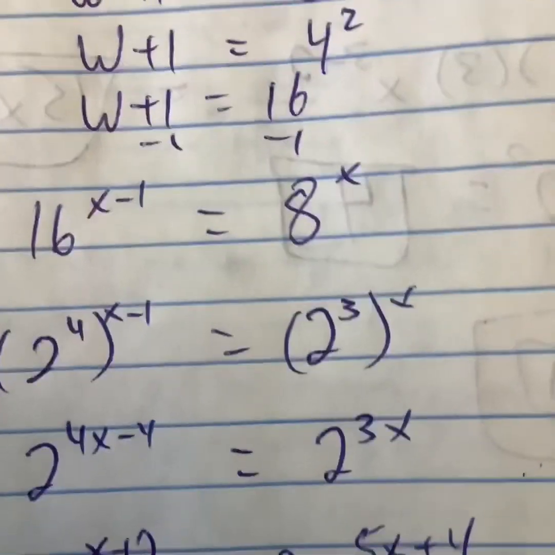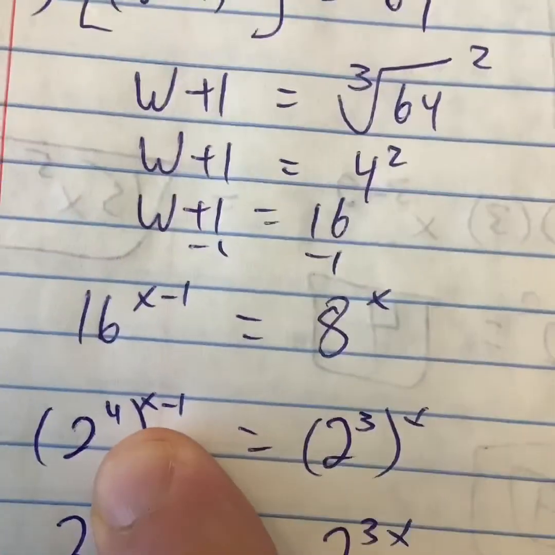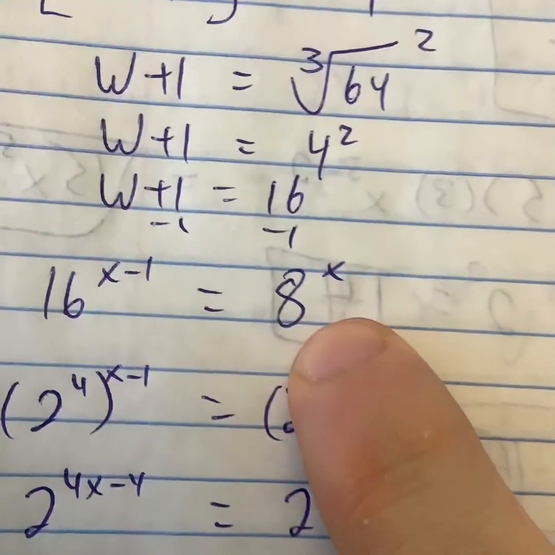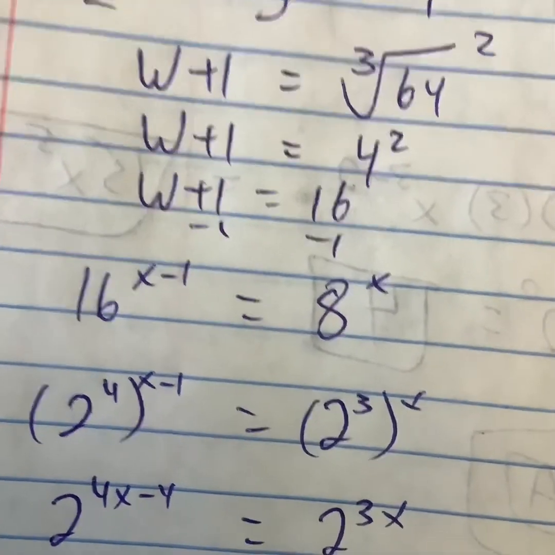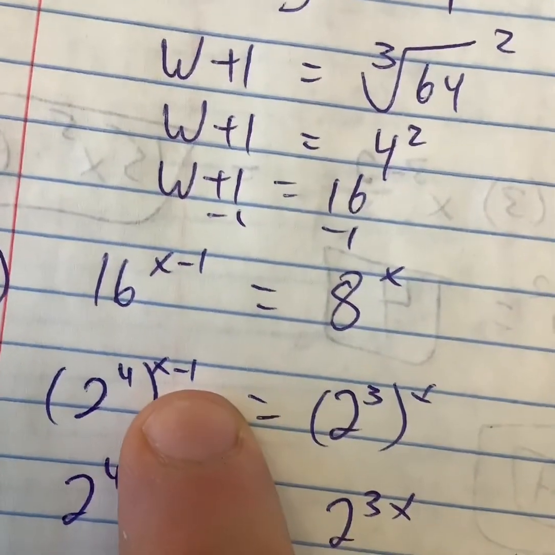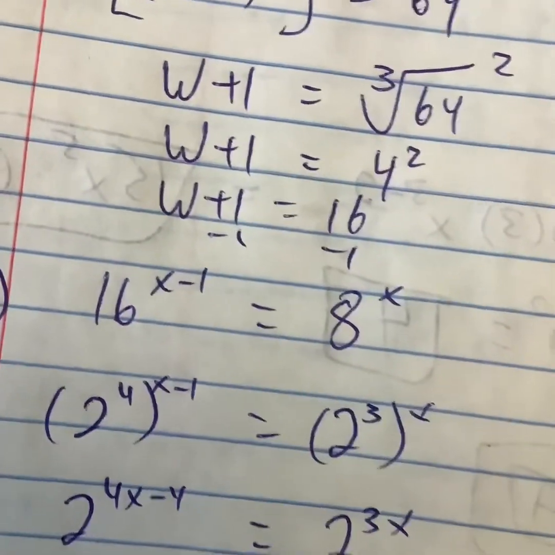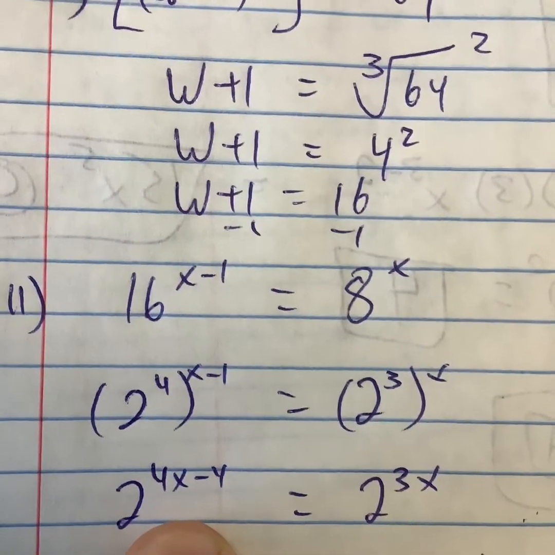We get 2 to the 3rd power is 8. So we rewrite the number 16 as 2 to the 4th power. That's being raised to the x minus 1 power. We rewrite the number 8 as 2 to the 3rd power, and that's being raised to the x. When you have a power raised to a power, you multiply them. However, you have to be careful to distribute this 4. You're doing 4 times the quantity x minus 1, which is going to be 4x minus 4.